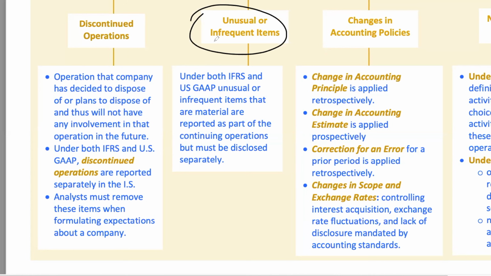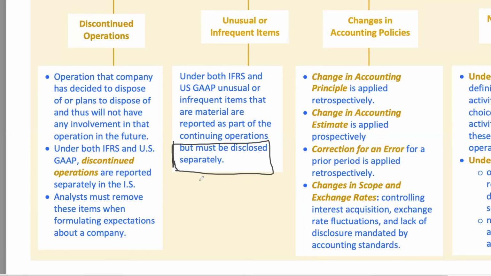The key point here is that the discontinued operations must be operationally and physically separable from the rest of the company. Unusual or infrequent items, these are items that don't happen often but are significant enough to impact a company's financial performance. Examples include restructuring charges or gains and losses from the sale of assets. They are reported as part of continuing operations but are disclosed separately. For example, if a company sells a factory at a significant loss, this would be reported separately under unusual or infrequent items. Analysts need to consider whether these items are likely to reoccur when making future projections.